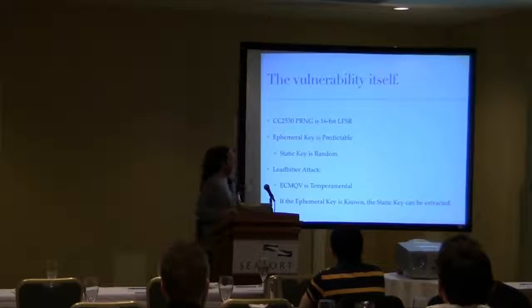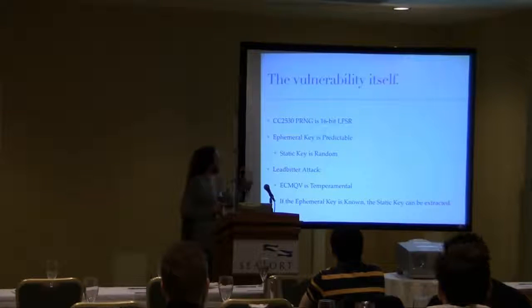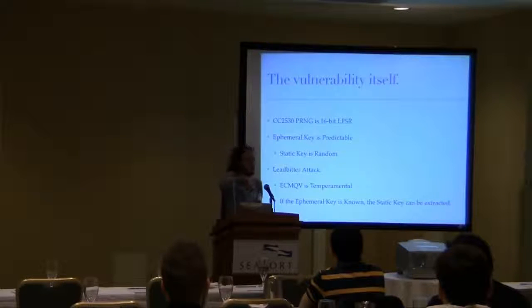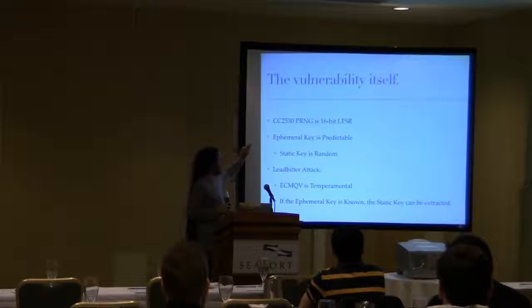And they're dropping half of it, and it gets stuck in one of two redundant cycles because they're dropping either the high part or the low part. So there are only 32,000, or 15 bits worth, of starting positions that it might go through in any circuit. This means that the ephemeral key is predictable.